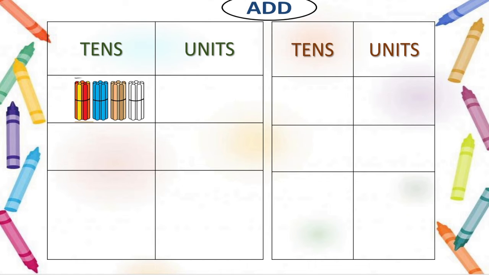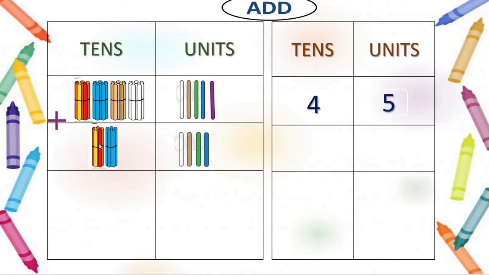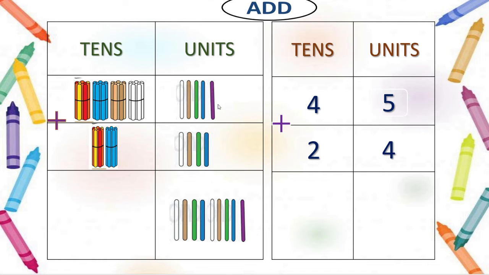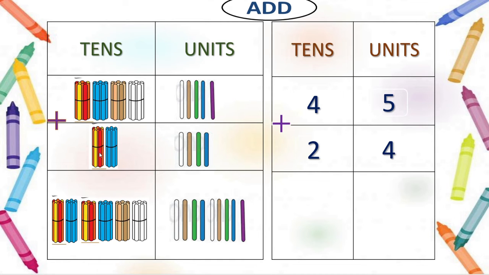Now one more here. 4 tens and 5 units. Plus 2 tens and yes, 4 units. Okay. Now our answer is 5 units plus 4 units is equal to how many? 9 units. Right? And here 4 tens plus 2 tens is equal to 6 tens. Let us write here 9 units and 6 tens. We have solved so many examples of this kind, isn't it? Means addition without carrying over.